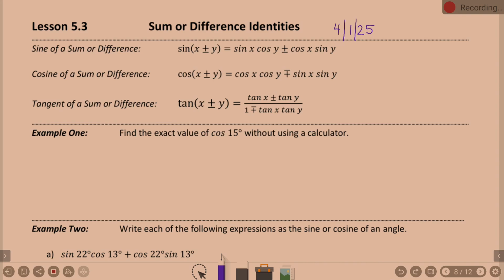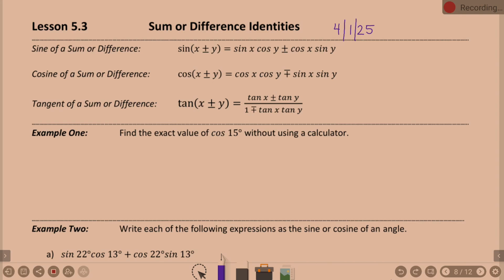So you'll notice here, if it's a sine and you have two pieces, x plus or minus y, then it's going to be sine of x, cosine of y, plus or minus cosine of x, sine of y. So once you know the x and y, you're filling it into this identity. And it'll make sense once I take you through it. I will point out that this is a plus or minus sign here, and this is a plus or minus sign here. That's just saying that if it's a plus in the first part, it's a plus in the answer. If it's a minus in the first part, it's a minus in the answer.